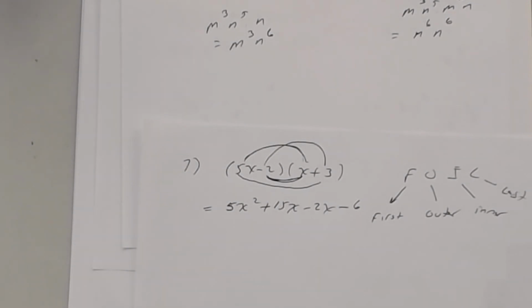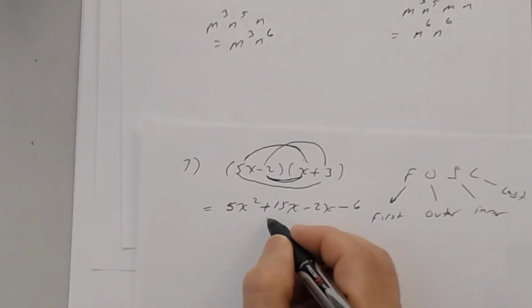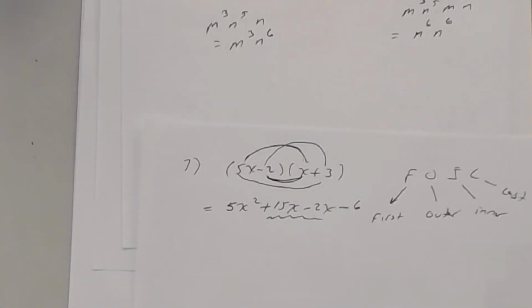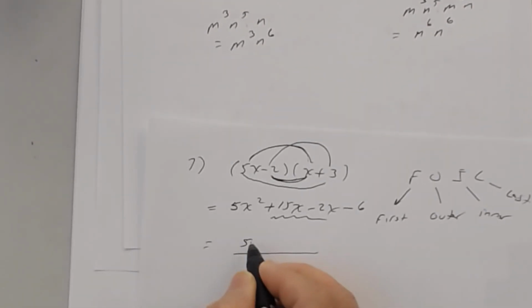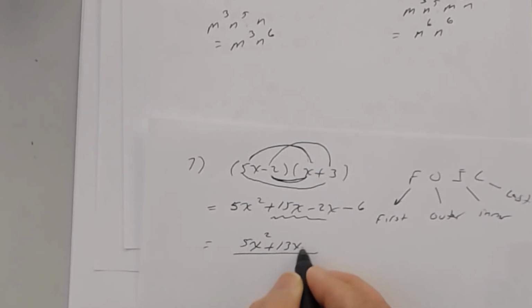So that's FOIL. That's the FOIL. How many terms do you see? 4. Can you combine any of them? Yes. You can combine the 2 middle ones, right? Because what is 15x and a -2x? 13x. So let's put in descending order. So what's the answer? 5x squared plus 13x minus 6. Y'all agree? Okay, so that's the FOIL method.